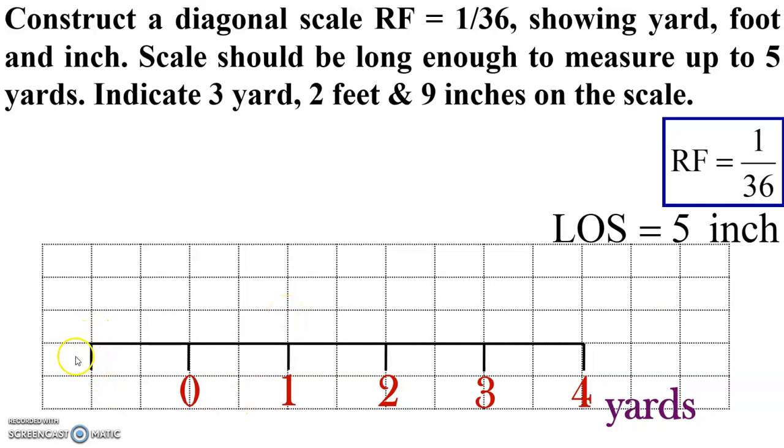We started giving numbering. On the left hand side, first division, we are not going to give any number, and then we start with 0. Then this distance is 1 yard, so we have written 1. Then this is 2, that is 3, and this is 4, and this is the yard. So on the right hand side of the scale, yard is written. Then this distance is again 1 yard.